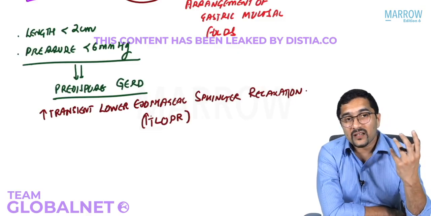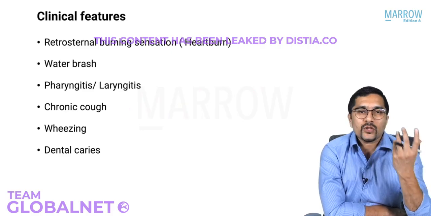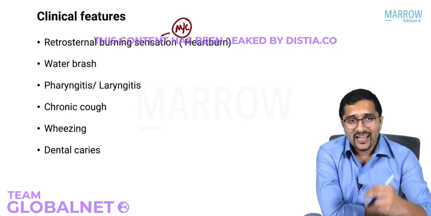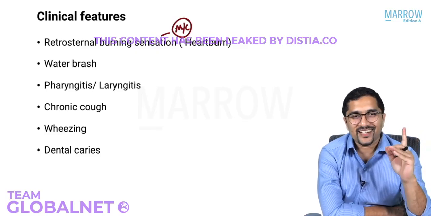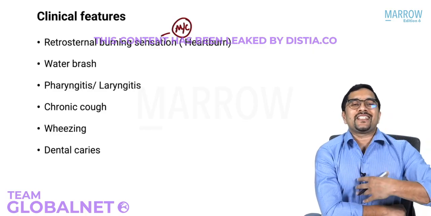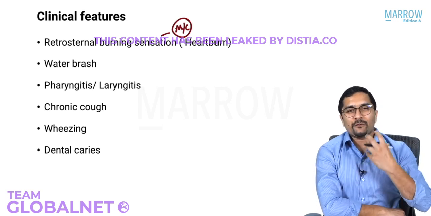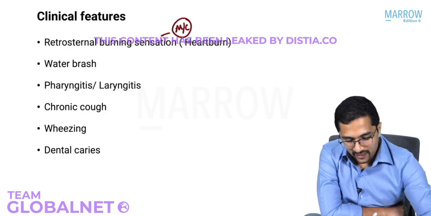What are the actual clinical features of GERD? So like I told you, GERD is very common, and the most common clinical feature which people encounter is heartburn. It's not the heartburn if somebody swipes on the wrong side on Tinder. That's not the heartburn which I'm talking about. It's a retrosternal burning sensation. It's the burning sensation which you get if you eat spicy food or very hot food.